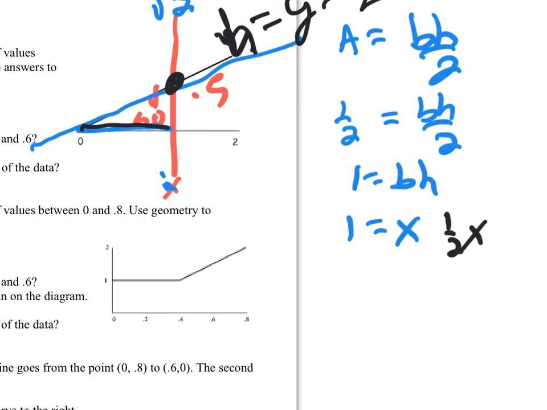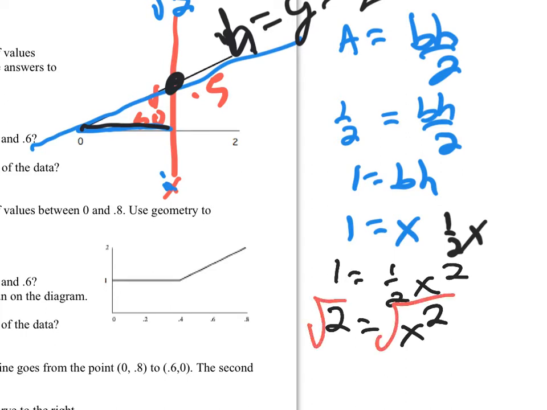So I'm left with 1 equals 1/2 of x squared. To solve that, I get rid of the 1/2 by multiplying by 2. So 2 equals x squared. To get rid of the square, I do what? Square root both sides, and that gives you x equals the square root of 2. It was a lot simpler than plugging numbers into the formula that people did.